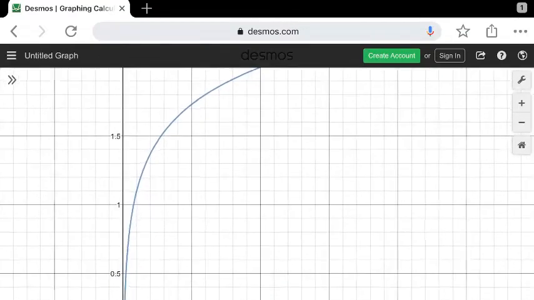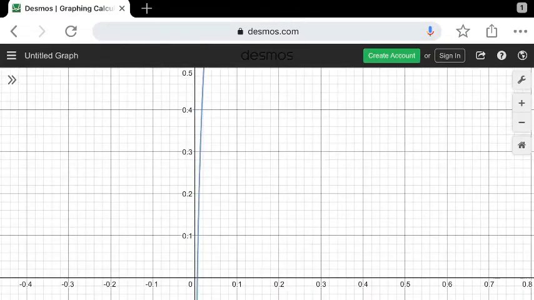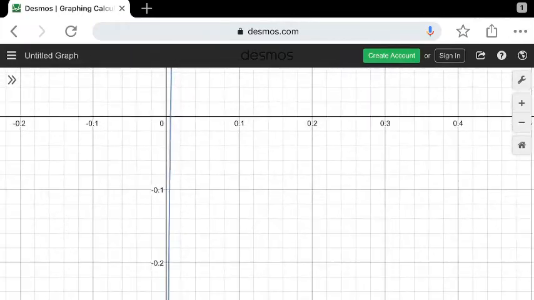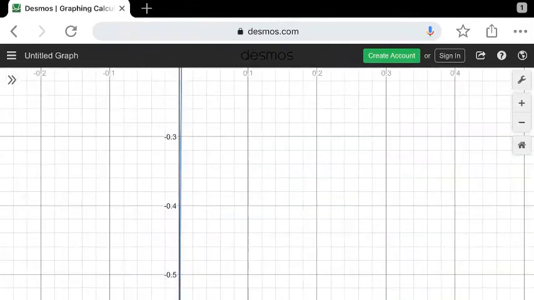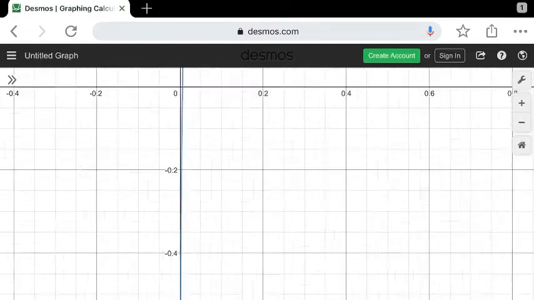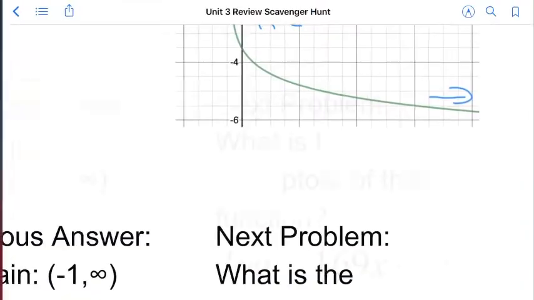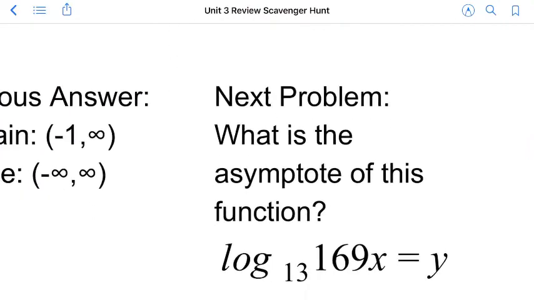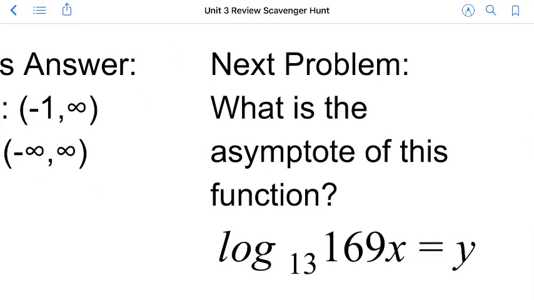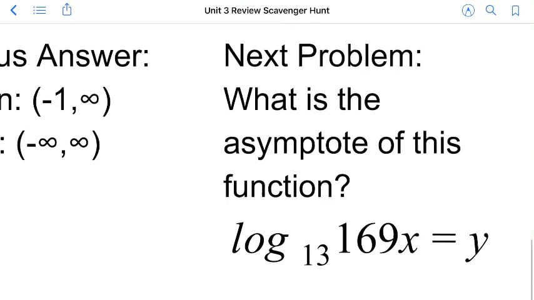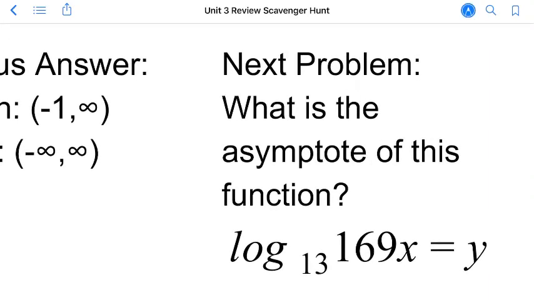I'm asked, what is my asymptote? It gets really close to x is 0, but it never crosses it. Really close to it, but never gets there. So our answer, again, when we're talking about asymptote, it's a line that it gets close to, not just a value. So we are looking for the answer x equals 0, not just 0.